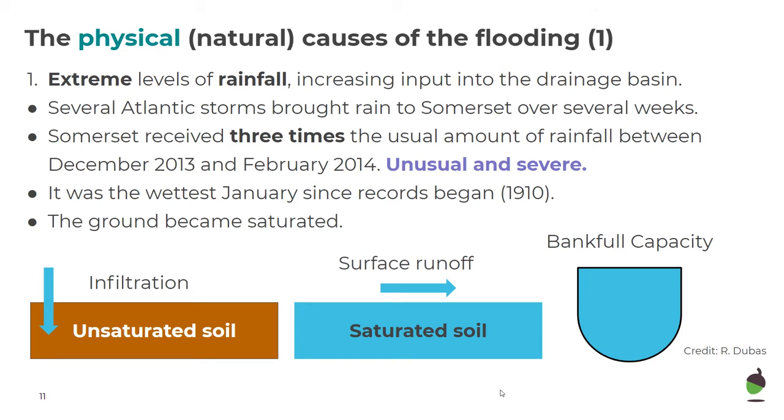Once the soil becomes saturated or full of water, infiltration can no longer occur. This increases surface runoff, causing rainwater to reach the channel faster. The level of discharge or water in the river channel will increase, and this will cause the river to reach its bank full capacity and flood. Bank full capacity means when the river is full. So the extreme amount of rainfall during this period led to rivers becoming overwhelmed and being unable to cope with the high levels of water input.